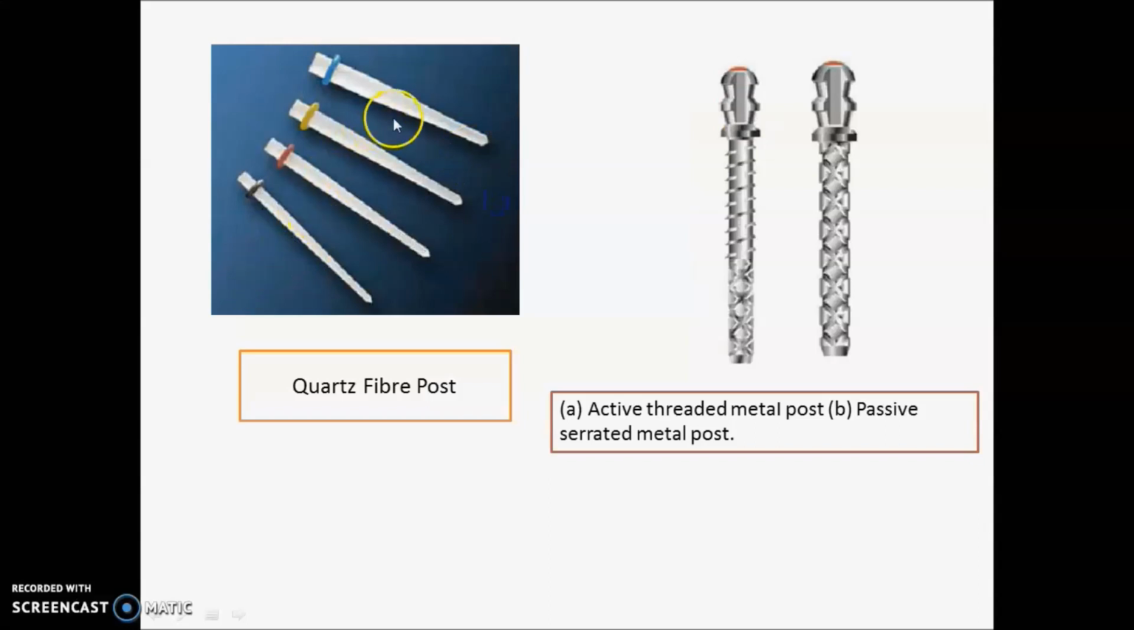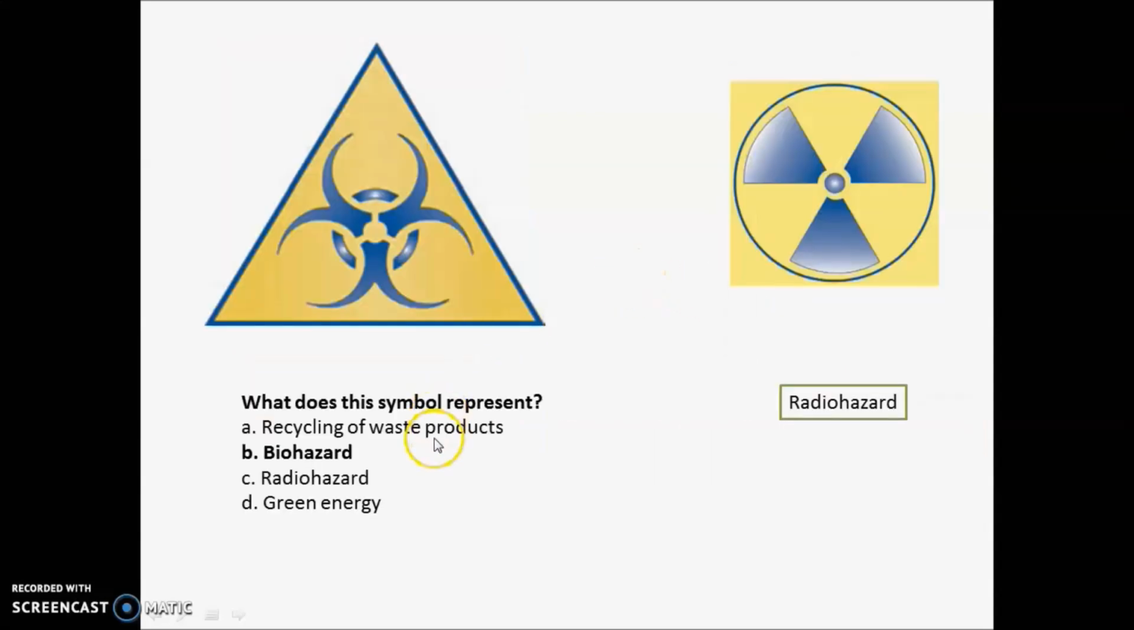Then these are your quartz fiber posts, and these are your active threaded metal posts, and these are your passive serrated metal posts. So these are your active threads which will engage in the dentin of your root surface, and these are passively placed in your root canal. So please note the difference between this active and passive post. Now what does this symbol represent? This represents the biohazard, and what does this represent? It represents the radiohazard. So please note the difference between the bio and radiohazard.